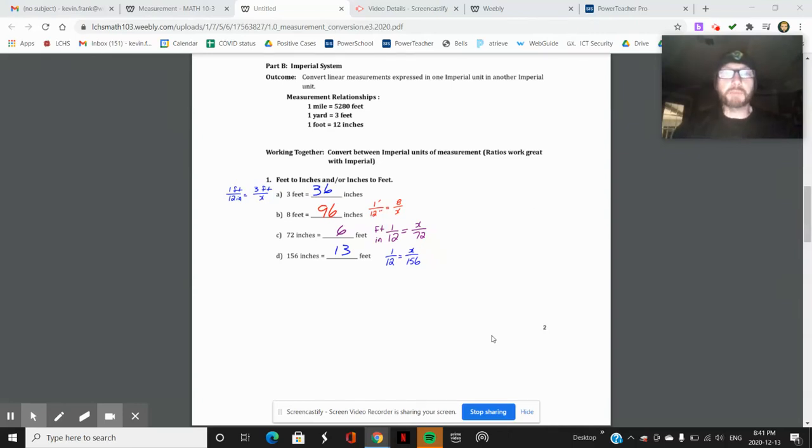Hey, everyone, here is part B of our first lesson on the imperial system. Wow, what a difference. So much for just multiplying by 10 or dividing by 10.